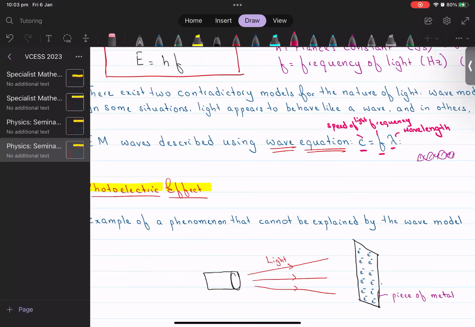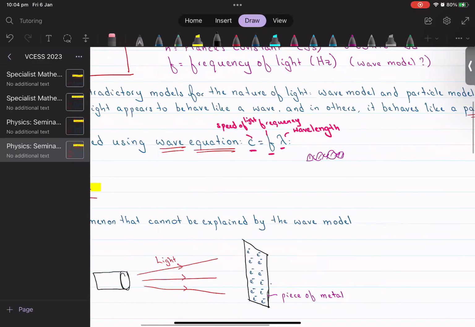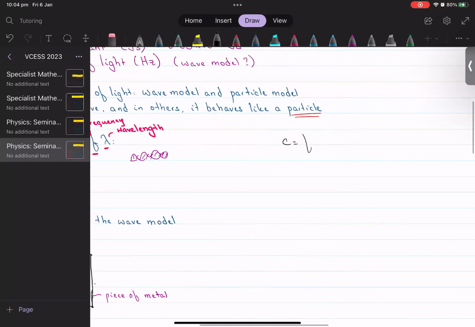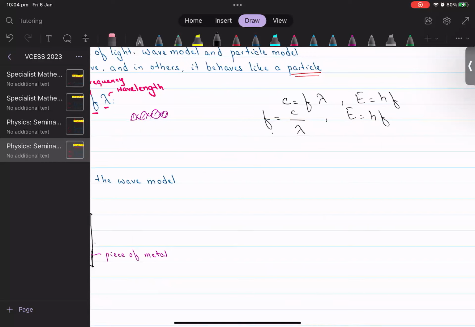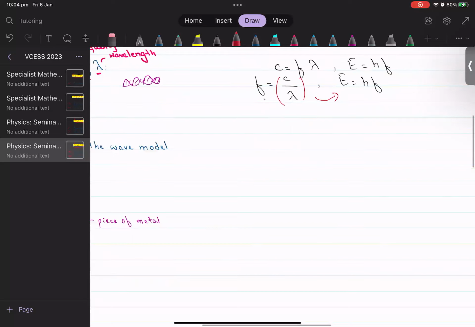So if we rearrange the wave equation, if we know that c is equal to f lambda, and we know that E equals hf, let's just divide both sides of the left equation by lambda, and we'll see that f is c, pun not intended. f equals c over lambda, and we'll also see that E is equal to hf. So now we can plug in what f is equal to into this equation here. So then we can write E equals hc on lambda.